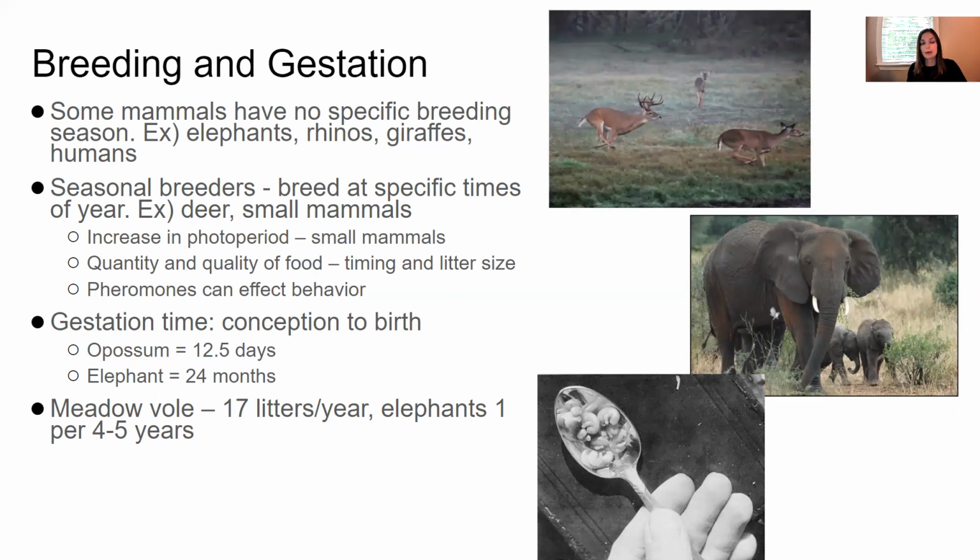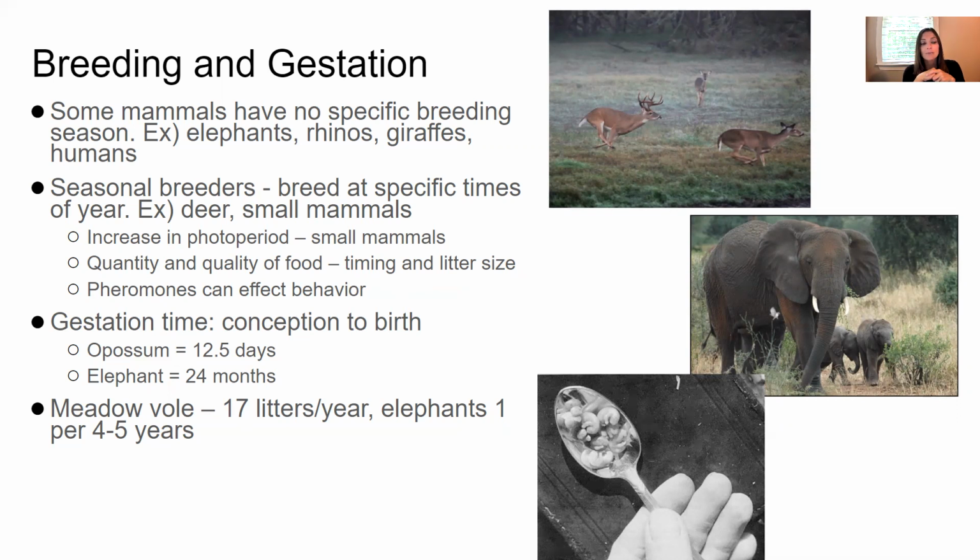Gestation time is the amount of time from conception to birth. So when mating happens to when the young are born. And there's a very wide range among mammals. For the opossum, it's 12.5 days from mating to birth. We'll talk a little bit more about that. In an elephant, it takes 24 months, 2 full years of gestation before baby elephants are born.